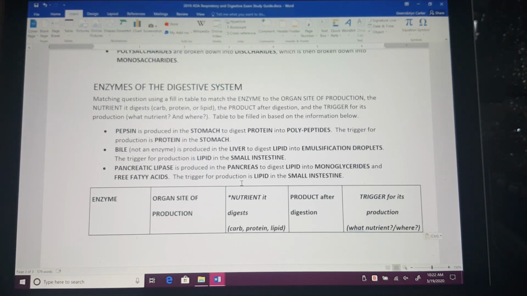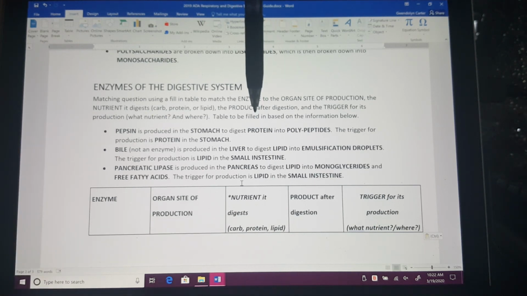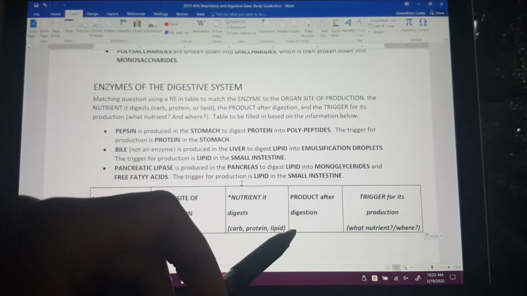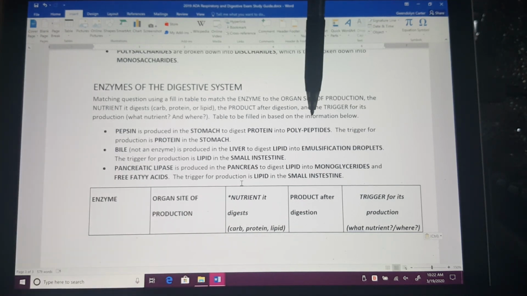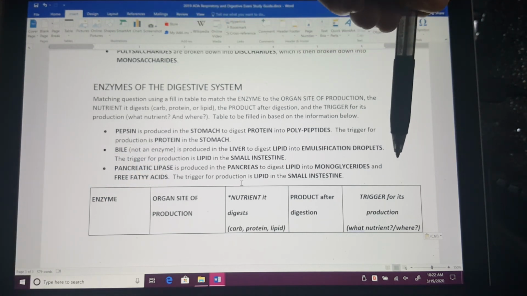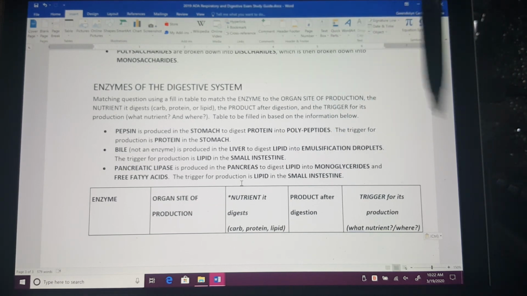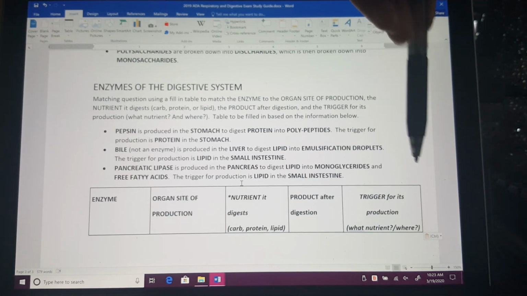The nutrient that it digests, so carb, protein, or lipid. In this case, pepsin breaks down protein. The product after digestion is polypeptide, so find that answer in your word bank and you're good. The trigger for production is protein in the stomach, and that one goes in our last section. For that last column, you'll have 2 different answers, but it's still fine. It works out.